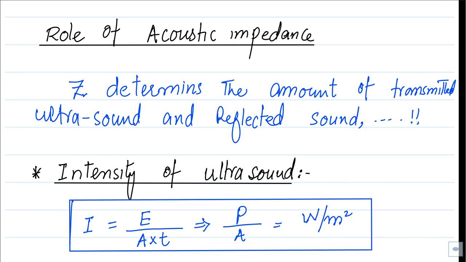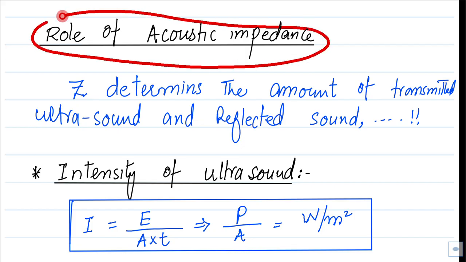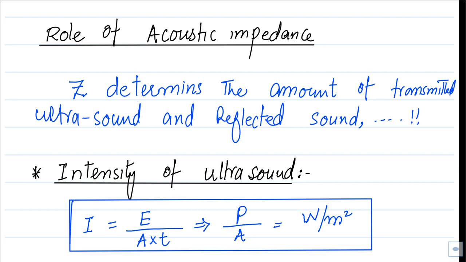Now the very important topic: the role of acoustic impedance in ultrasound imaging. Acoustic impedance is one of the topmost factors by which we define whether the ultrasound imaging will be good, below average, or of average quality. So Z determines the amount of transmitted ultrasound and reflected ultrasound in the medium.